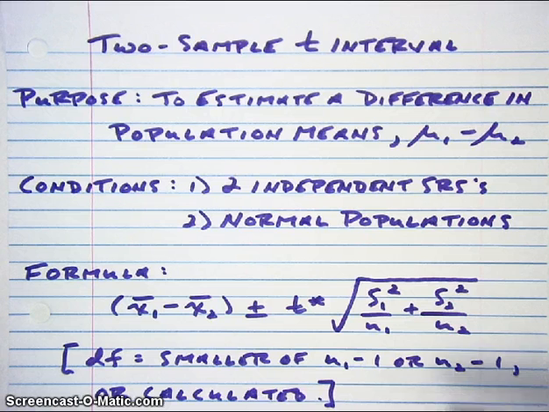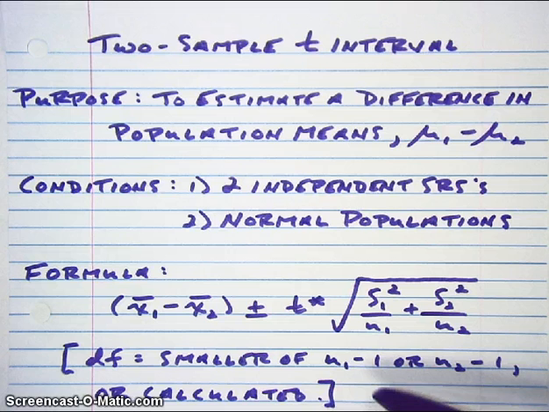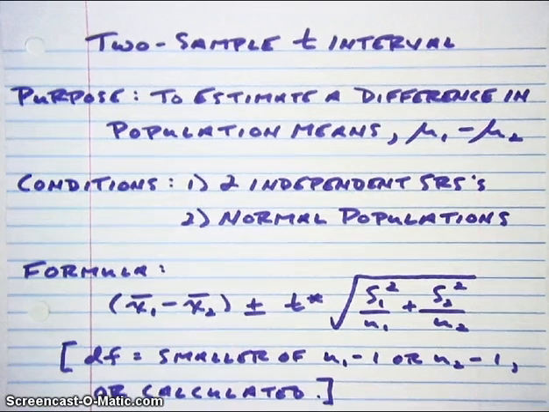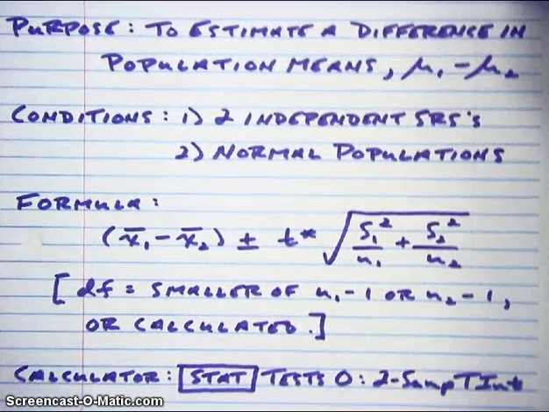For degrees of freedom, when you're trying to find your critical value t star, the conservative approach is to use the smaller of n1 minus 1 or n2 minus 1. That's going to give you a wider interval in general, but you could also find your degrees of freedom on a calculator or computer, and that'll give you a narrower, more precise interval.